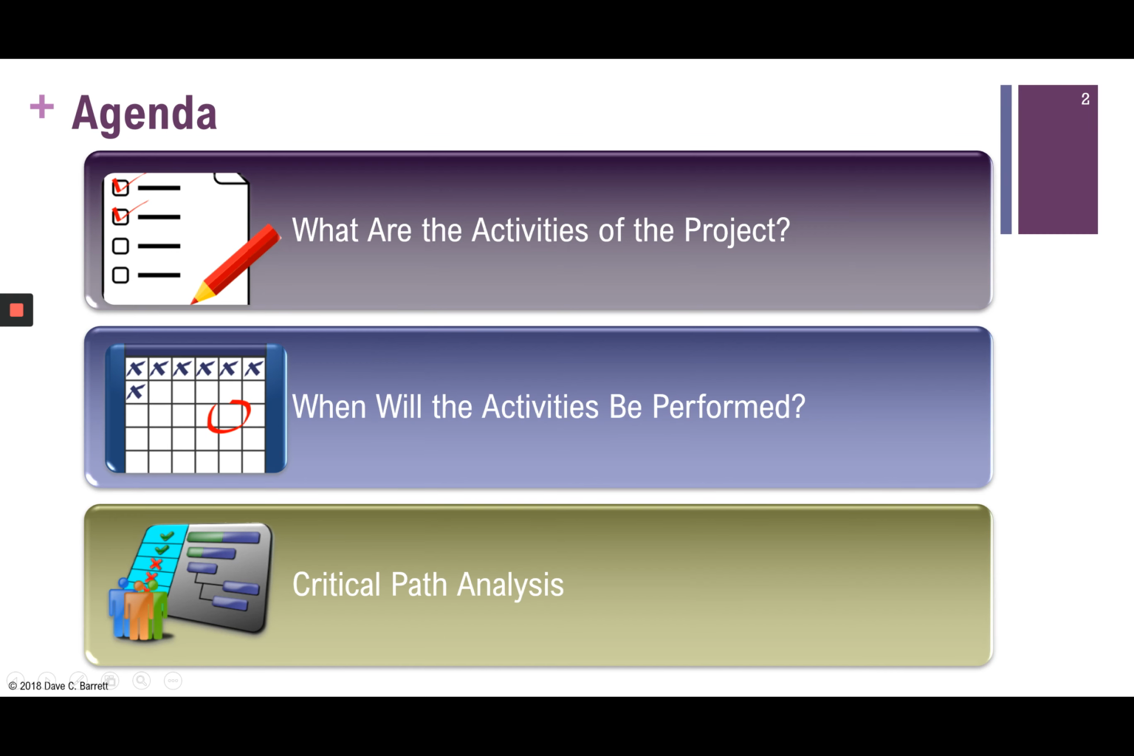So let's get started. The agenda consists of three things. First, the question, what are the activities of the project? Second, when will the activities be performed? And third, an introduction to a concept known as critical path analysis.